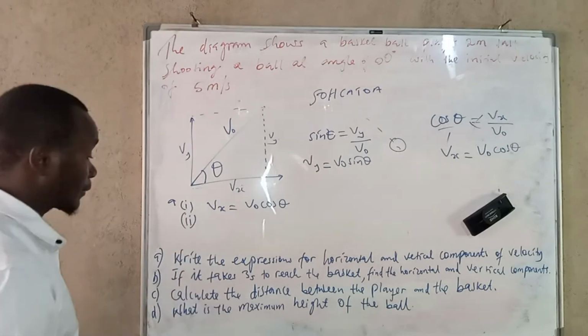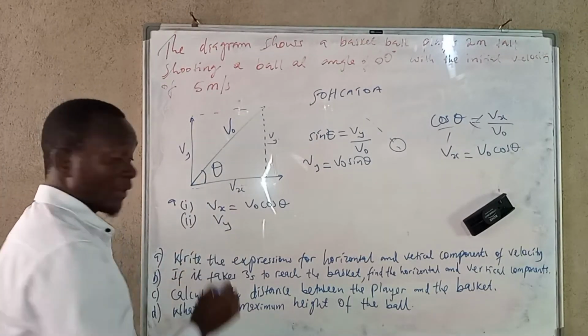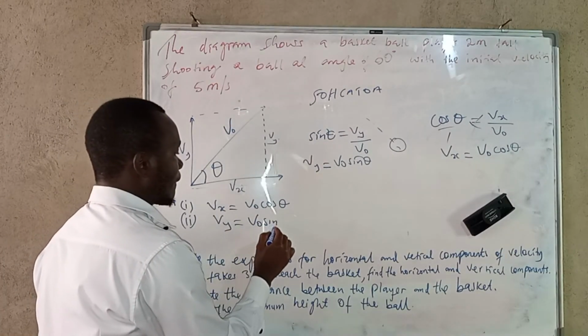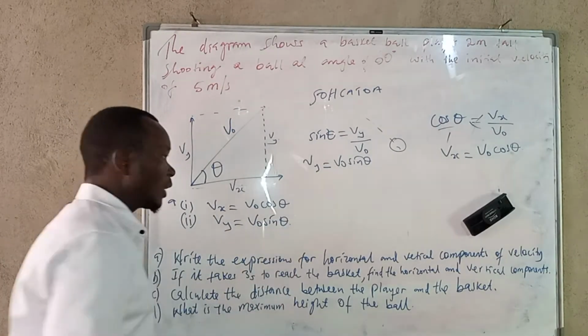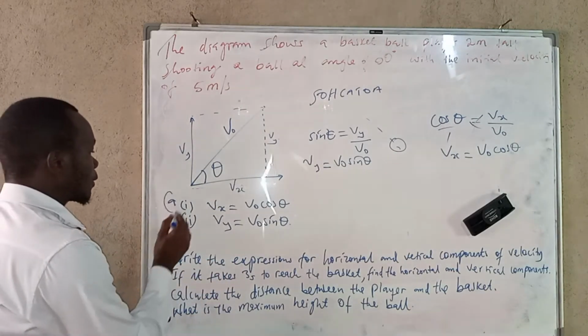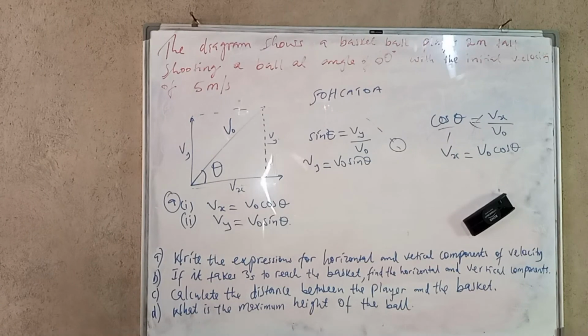Then Vy, the vertical component, is equal to Vo sine theta. So we are done for this. So this is question A.